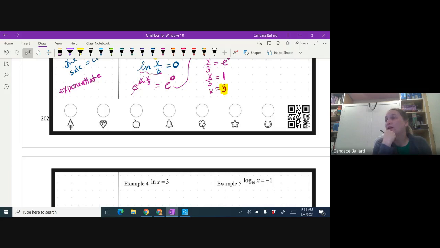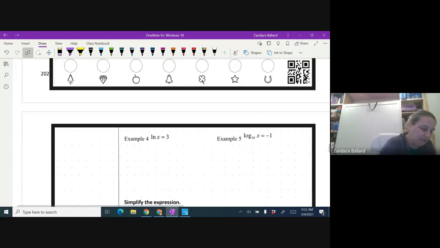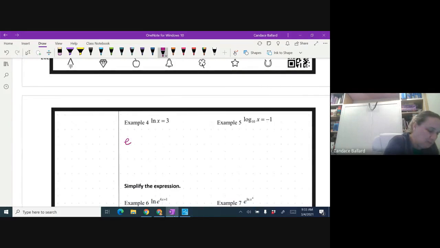Good job. We're going to exponentiate both sides. And again, it's the process of getting to that x that's trapped inside that log. The only way to do it is to exponentiate. So e to the natural log of x equals e cubed.